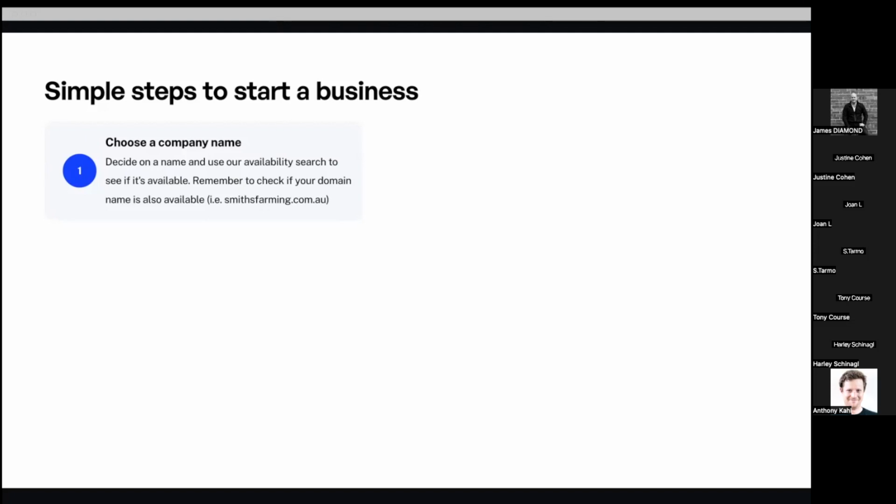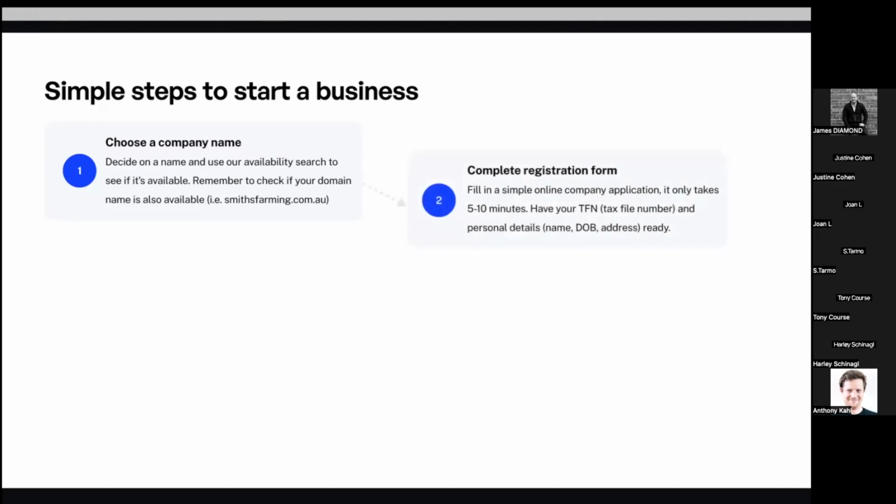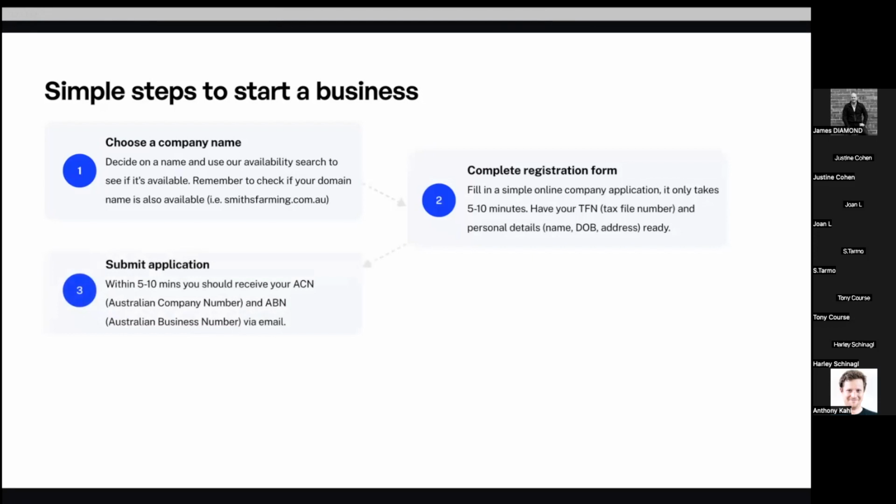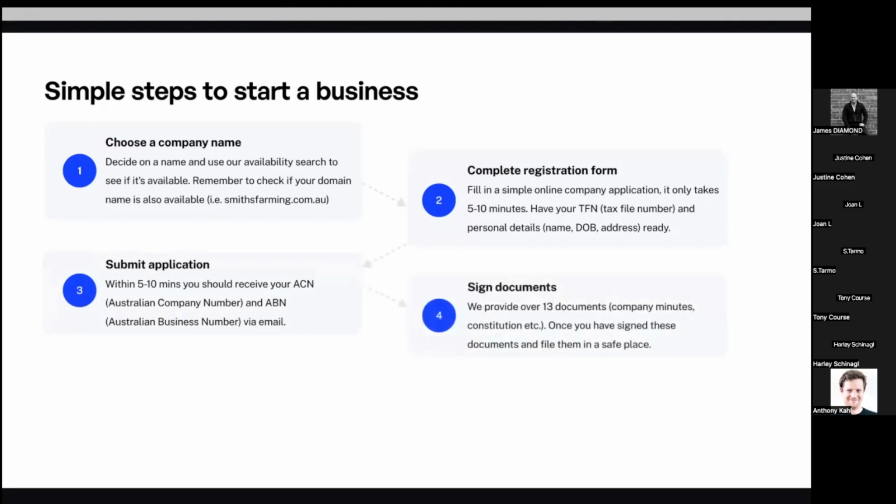So many people start a company and later find that maybe their domain name is not available. I would say that they're both as important these days, because in the online world, you definitely want to have your domain name. Then you're just filling out an application form. It's 5 to 10 minutes. You have a few details, your tax number and DOB, etc. Submit the application, and literally within about 5 to 10 minutes, you will receive your company number and ABN via email. At that point, you just sign the documents that we would provide you via email.